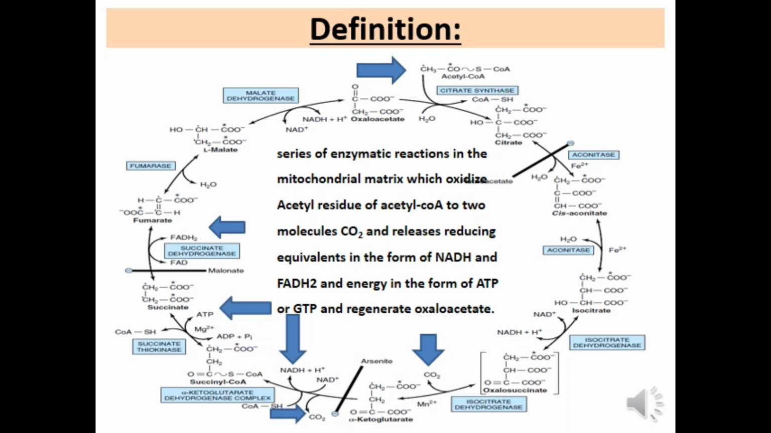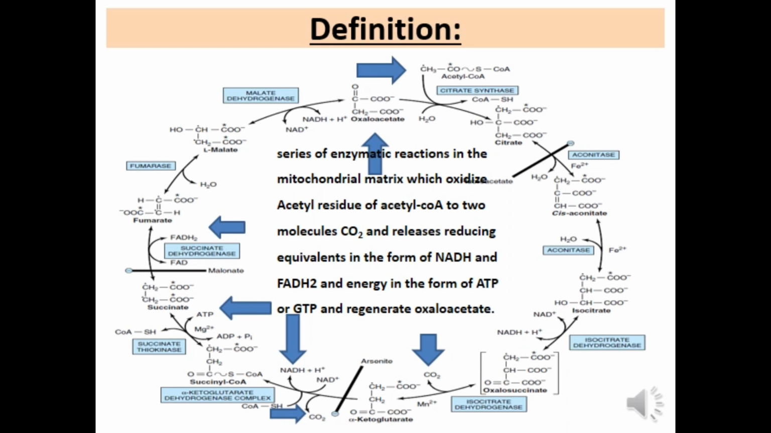The differences between ATP and GTP: ATP adenosine triphosphate and GTP guanosine triphosphate. Both are the currency of energy. And regenerate oxaloacetate. The oxaloacetate which enters the cycle in the first reaction is regenerated in the last step. That is why it is known as cycle.